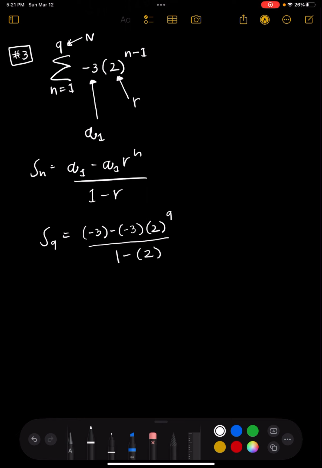Which gives me that S sub 9, or the sum of the first 9 terms, would be -1533. All right.